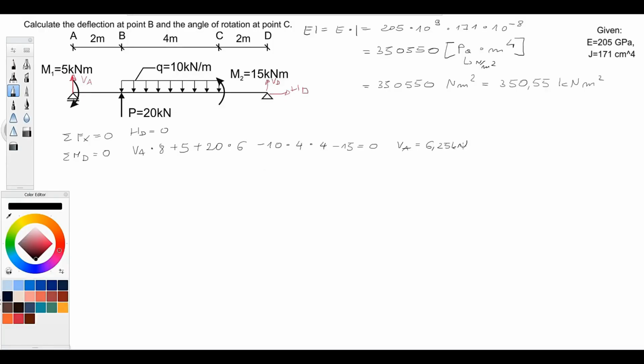And now, if we are absolutely sure that we actually calculated it correctly, then we can move on. However, if we are not sure, for safety, let's sum up the moments at point A. So we have 5 minus 20 times 2, plus 10 times 4 times 4, minus 15 and minus VD times the distance to the examined point. 4, 6, 8 equals 0. VD equals 0. So we quickly enter it into the calculator. It comes out to 13.75, which gives us some hope that it is solved correctly.